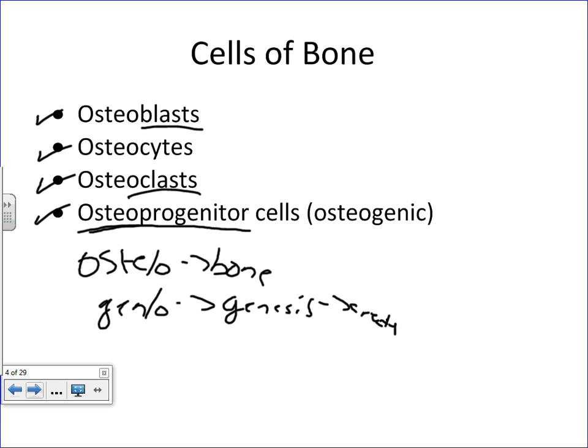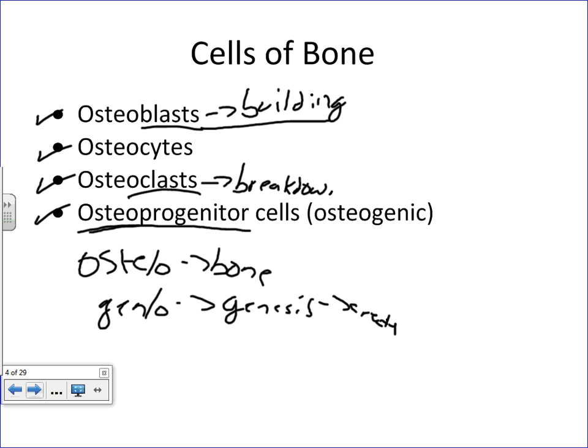Basically, when you see osteoblasts, I want you to think of these as the building type cells. I mentioned before that bones are in a constant state of remodeling. They're adding or building up their tissue, and at the same time they're stripping it away and breaking it down. Osteoblasts are the building cells of bone. Osteoclasts are the breakdown cells or the absorption cells of bone. While osteoblasts are developing bone tissue, osteoclasts are breaking it down.